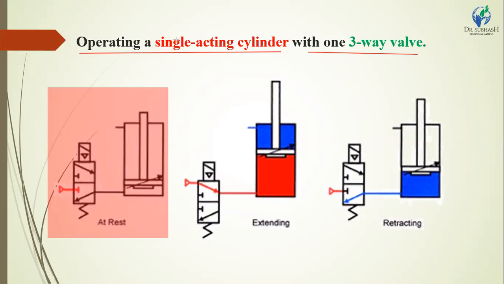In the extending condition, the oil passes from the hydraulic power pack to the direction control valve in the first position. Here we have to use the first position, and you have to mention it in a color code. Here the first position of the three-way valve is operated. The fluid enters from the hydraulic power pack to the direction control valve, and from the direction control valve to the single acting cylinder. At this time the oil enters the cylinder and the piston moves in the upward direction. That's called the extending condition.